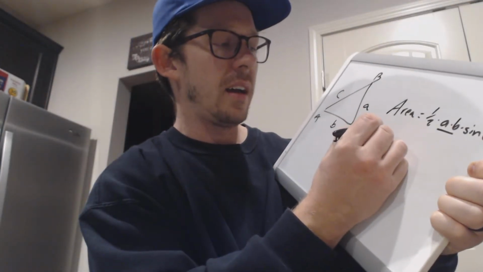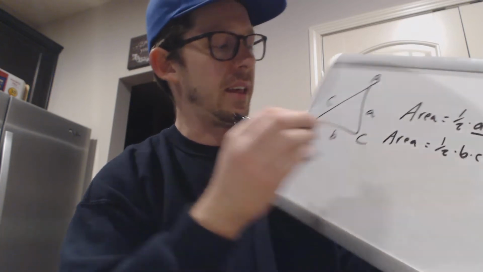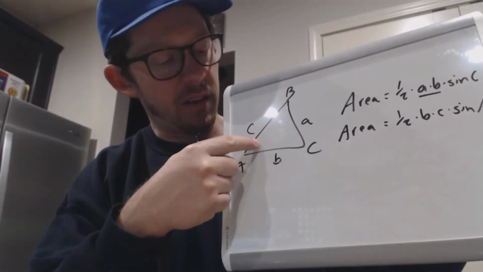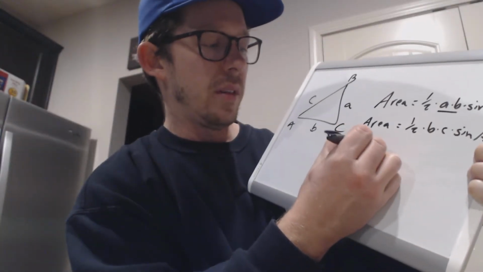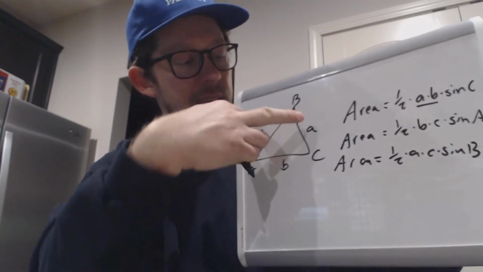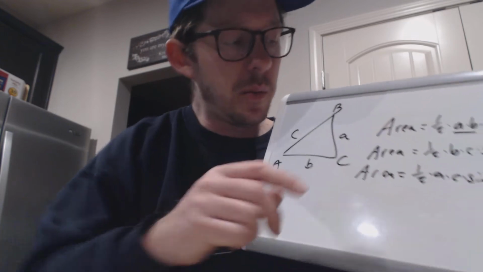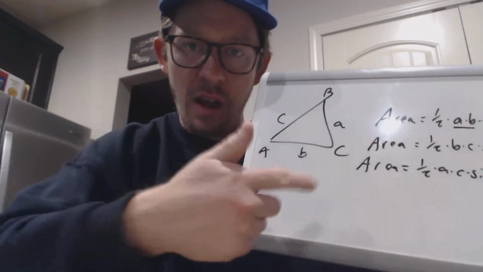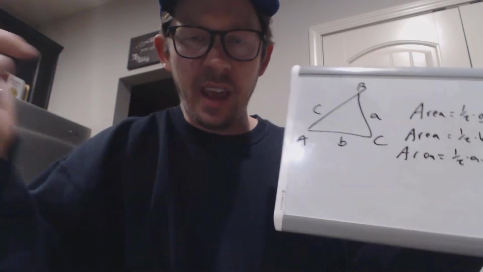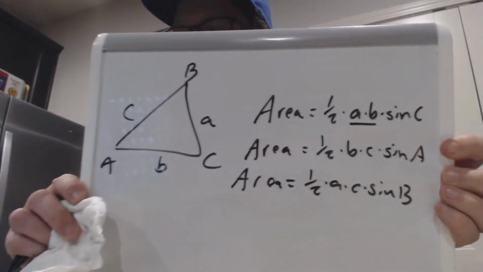Same thing here: area equals 1/2 BC sine A. See how B and C are here and A is right in the middle? The same thing is true with area equals 1/2 AC sine B: you have A and C here and B in the middle. What this means is that if you have two sides and an angle sandwiched in between them, you can use this formula we just derived and find the area of the triangle without having to find the height. So write those three formulas down if you haven't already, and I'll show you how to apply them to find the area of a triangle.